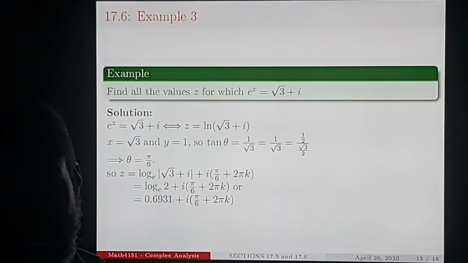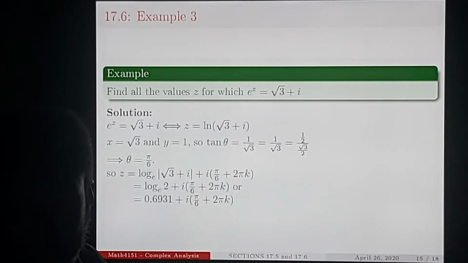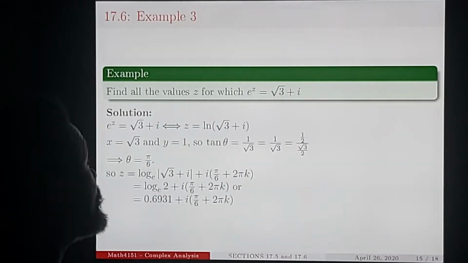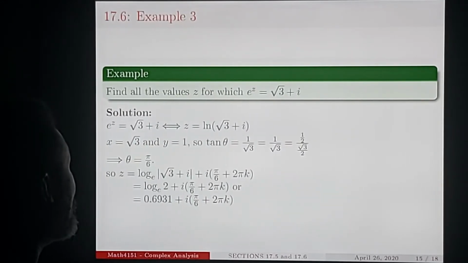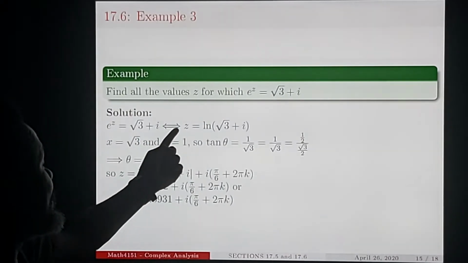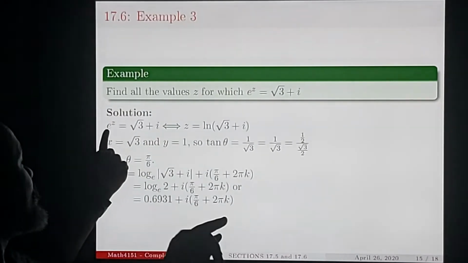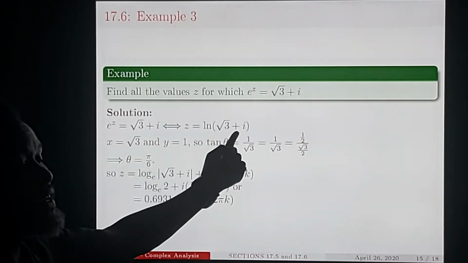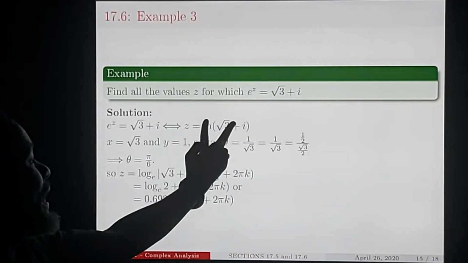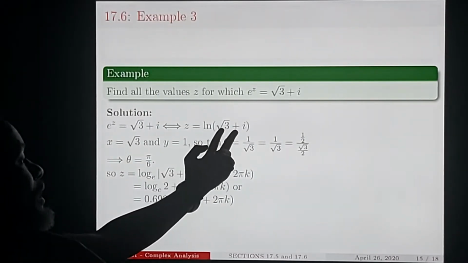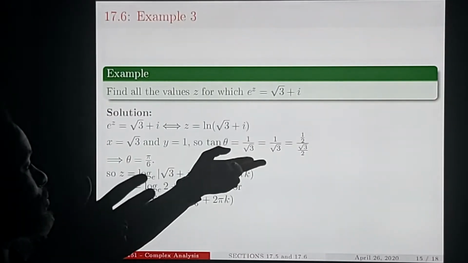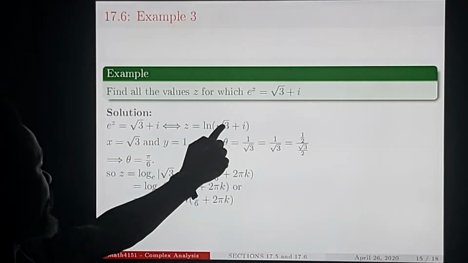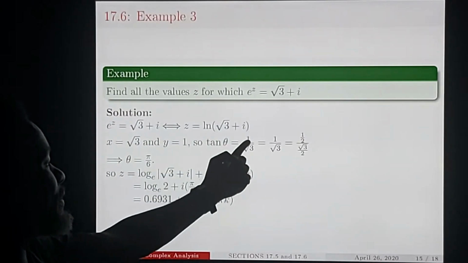There's not much. Okay, the third example says find all the values for e raised to z equals root 3 plus i. Here you just need to remember that this is equivalent to, if I apply ln to both sides, z equals ln of this number. So we just go back to the same thing we've been doing. The ln of this will just be log to base e of the modulus of this plus i times the argument of this plus 2 pi k. So x is root 3, y is 1, so tan theta equals 1 over root 3.